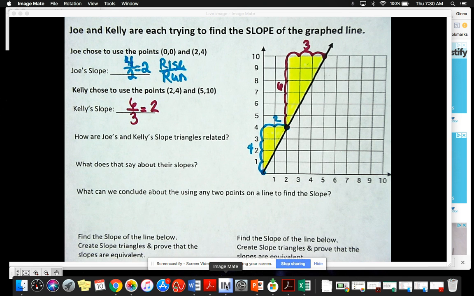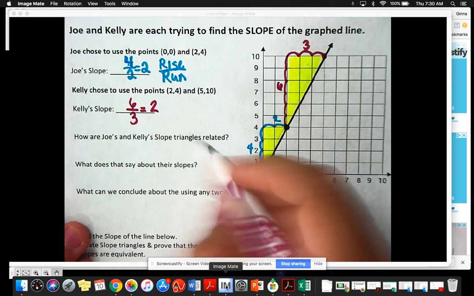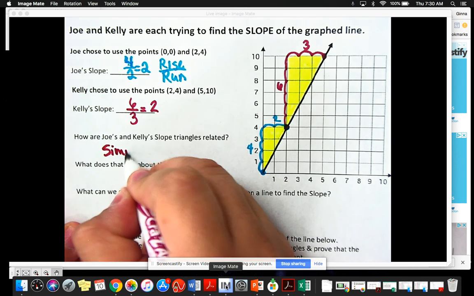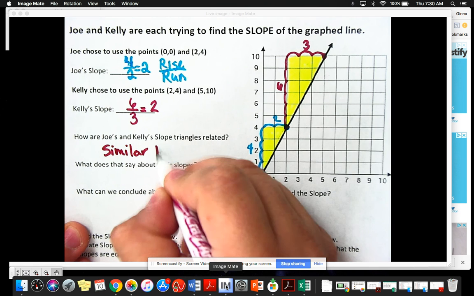There are 2 words I want you to think about. One is congruent and one is similar. Congruent figures are the same size and the same shape, and similar figures, you should remember from last year, are figures that are the same figure but different size, and their angles are the same. Here, we can't really look at their angles, but we can tell it's the same figure. It's a right triangle, and the sizes are different. Therefore, that would make them similar triangles.